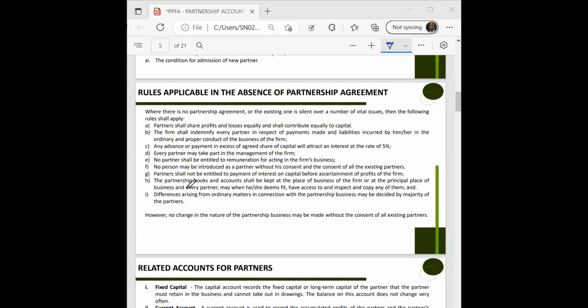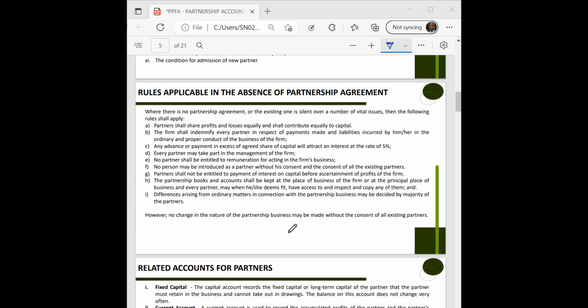So you must first of all confirm that, oh, this is the profit that we made, before you can now start saying we want to pay interest on capital. Otherwise, you leave it. Everybody, no interest for you until we confirm the profit that the firm made.